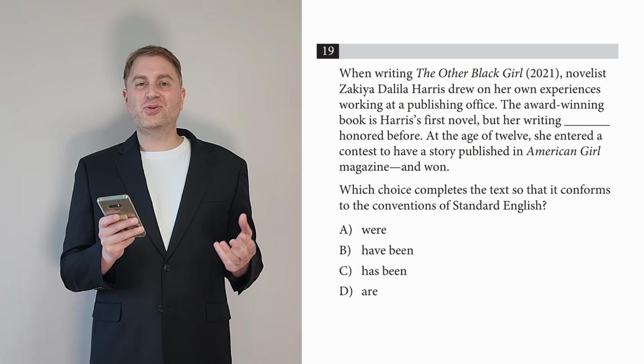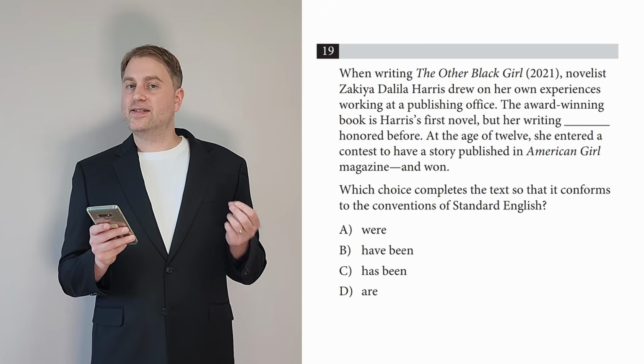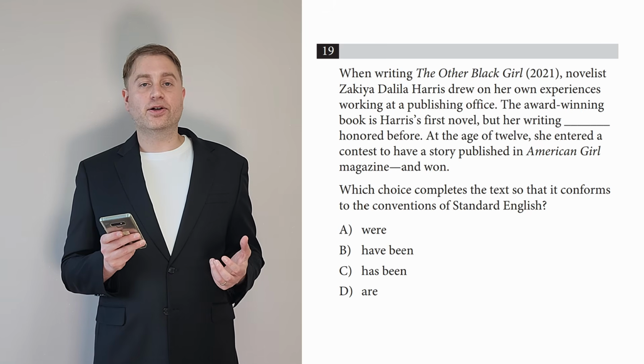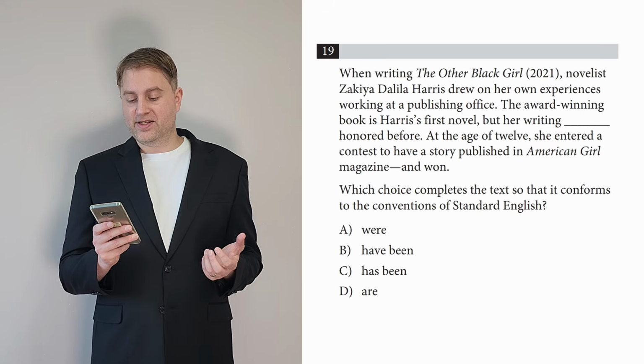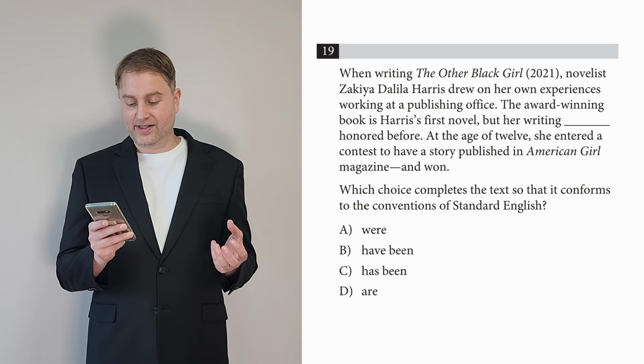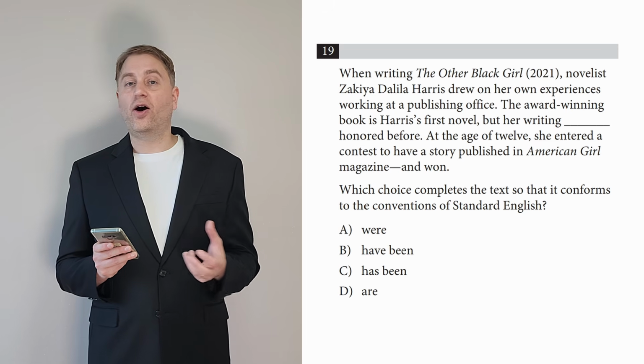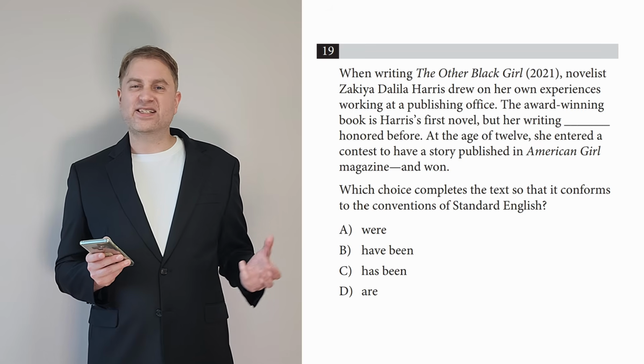Well, student me, the truth is that it doesn't matter, because the subject of the verb is her writing, and writing is singular. And if we look at our answer choices, there's only one option that's singular. C. Has been. Her writing has been honored before. You see how simple that is? I should note that it is possible that the SAT will test you on verb tense.